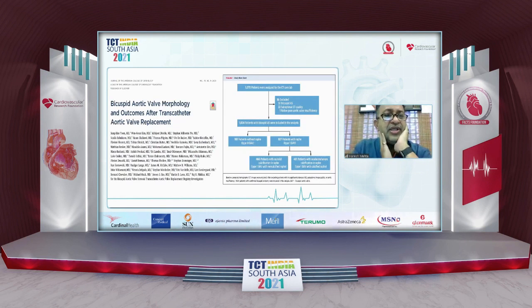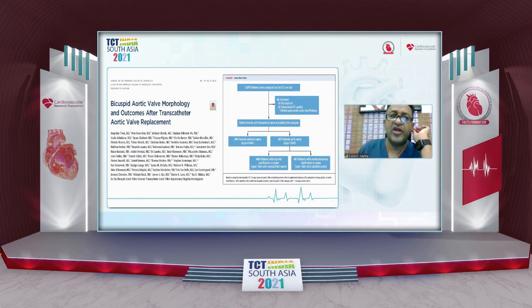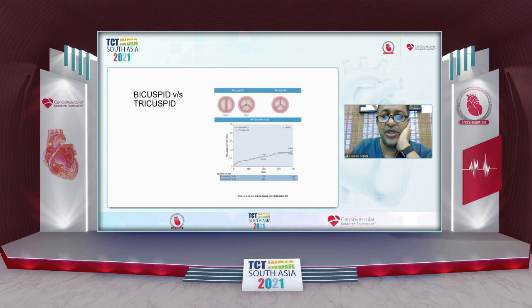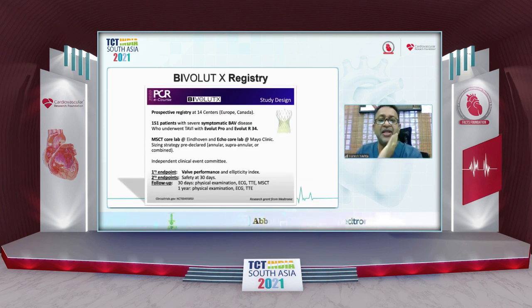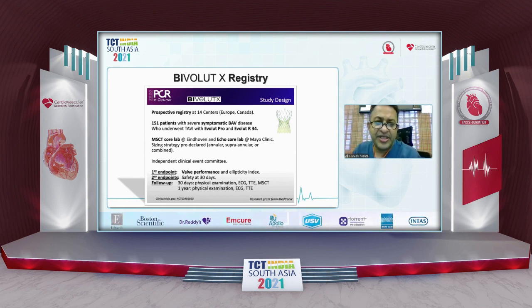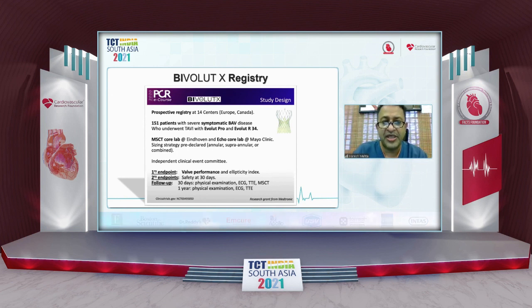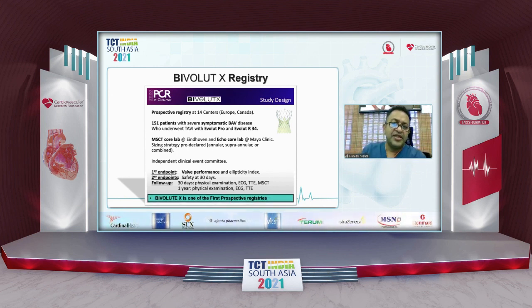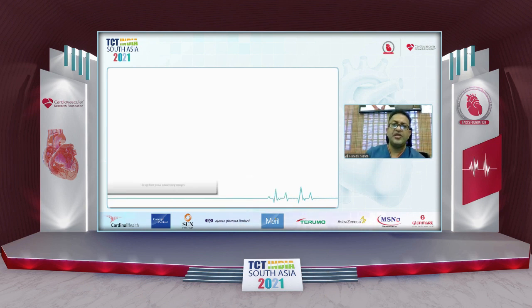Then came another paper on bicuspid aortic valve morphology and outcomes after transcatheter aortic valve replacement. Here also it showed similar mortality in both bicuspid or tricuspid valves. And the most recent is the Bivolut-X registry. It's a prospective registry at 14 centers, by Dr. Cheche et al. It was going to assess the safety at 30 days, valve performance, ellipticity index, and follow-up examination at 30 days and 1 year. It is the first prospective registry for these Evolut patients.